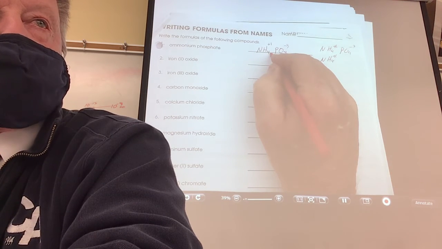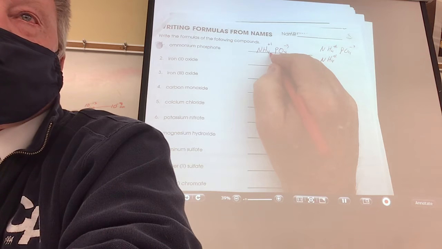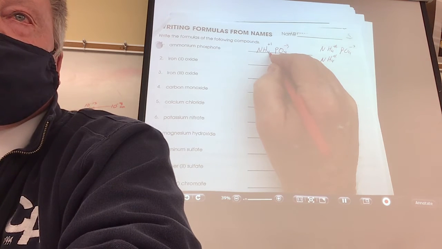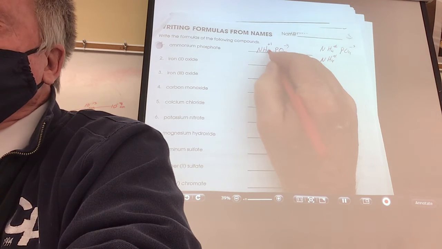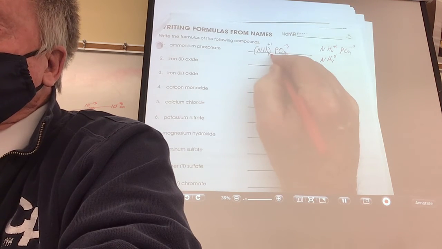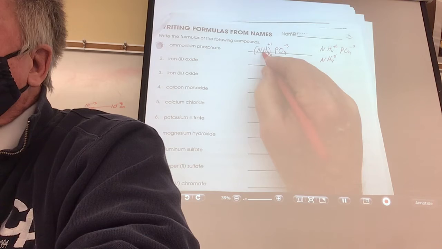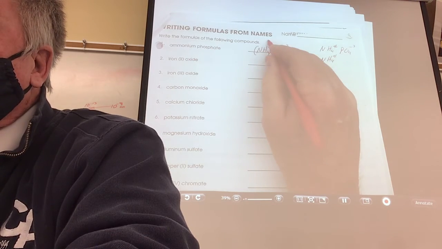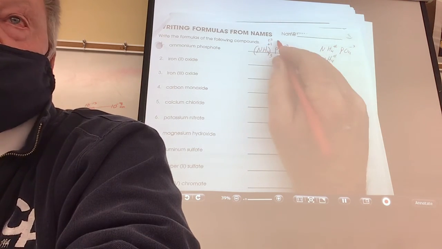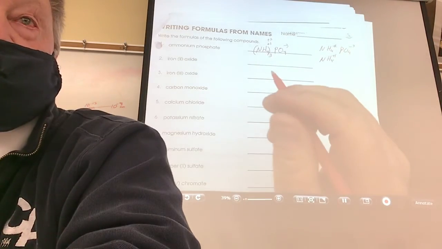What's the only time you use a parentheses in a formula? I'll write it down. When you need more than 1 what? Polyatomic. Yes. Now, look. If each ammonium is +1, you have 3 of them. That'd be +3. Nice. Yeah, we're there.